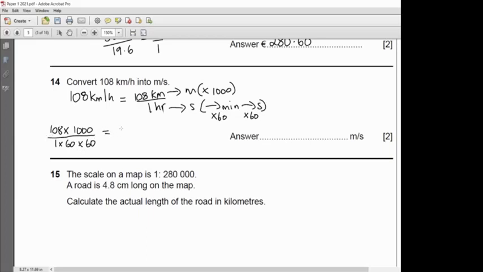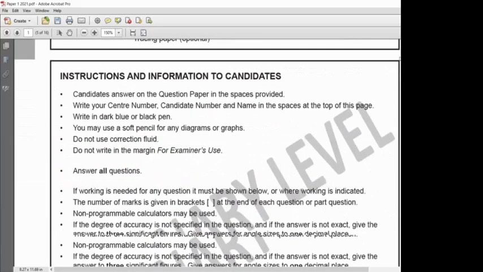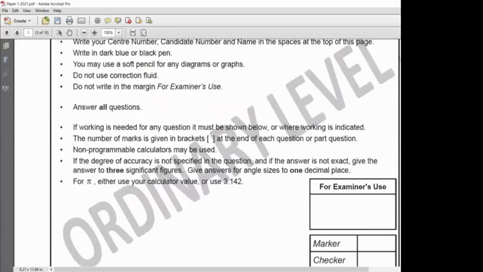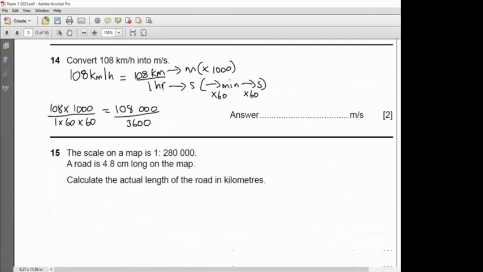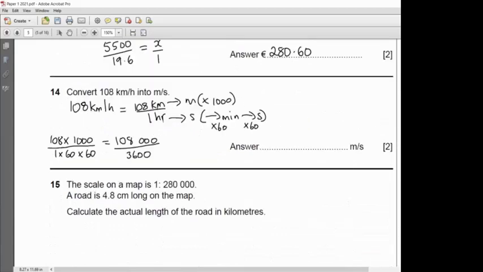So this would then give us 108,000 over 3,600. And we always want to write this to 2 decimal places, I believe. So the instructions are there on the front page. Okay, if the degree of accuracy is not specified in the question, give the answer to 3 significant figures. Okay, so we should give this to 3 significant figures. So you would type this in on your calculator.